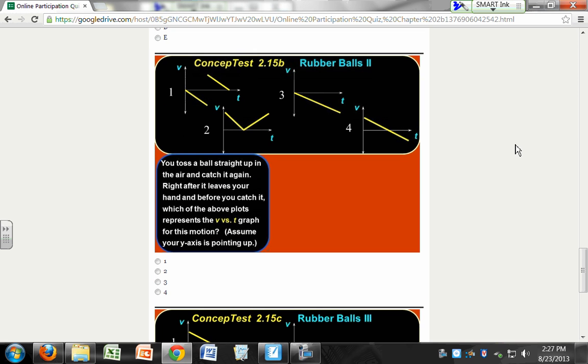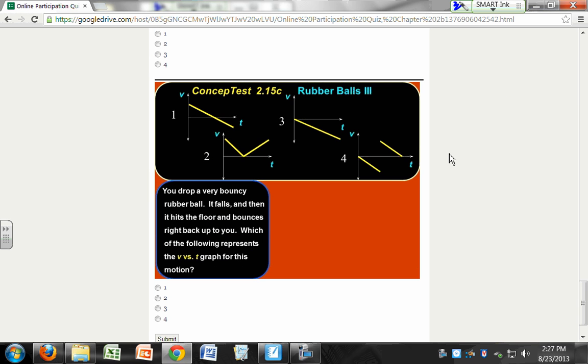All right, you toss a ball straight up in the air and catch it again right after it leaves your hand and before you catch it. Which of the above plots represents the V versus T? All right, just like I said before, this is 4 right here. I throw it up. It has an initial big velocity. It comes up, and then it comes back down. At the top, it has a 0 velocity. That's right there. And then it increases in the negative direction. That's right there.